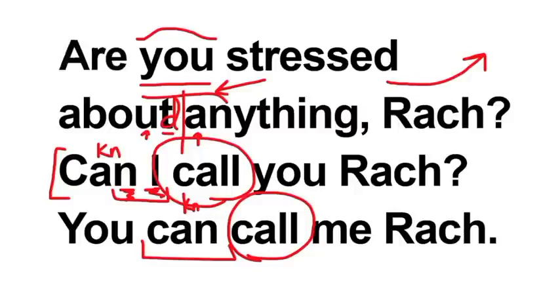The word can is usually a helping verb. When you pronounce it reduced, can, it will help you sound more American. Can I call you Rach? You can call me Rach.